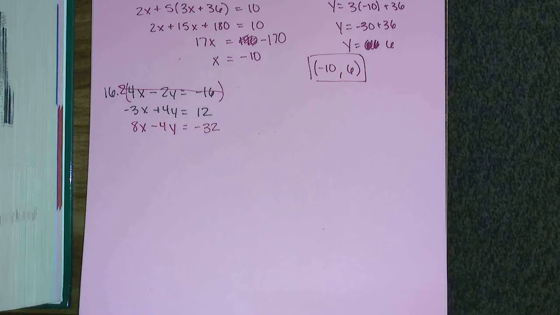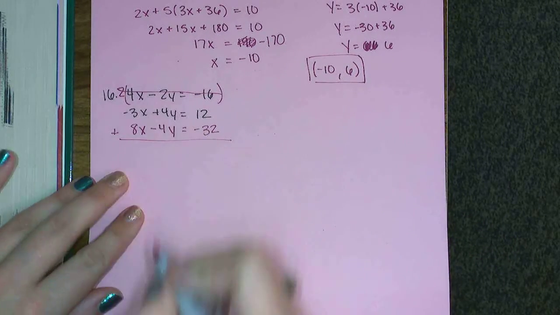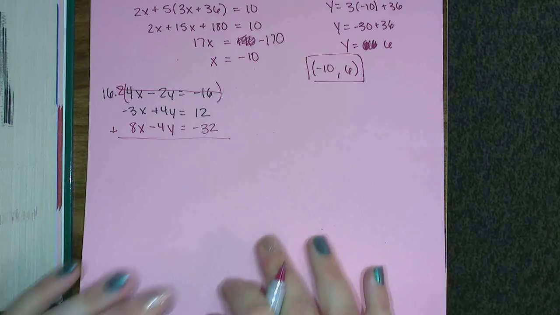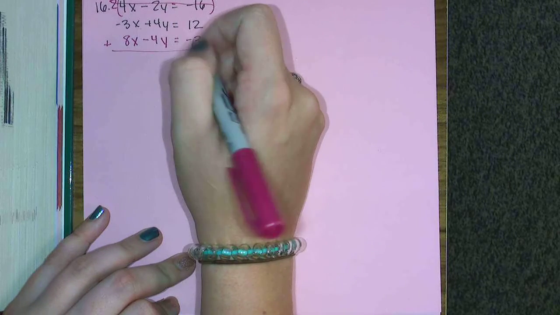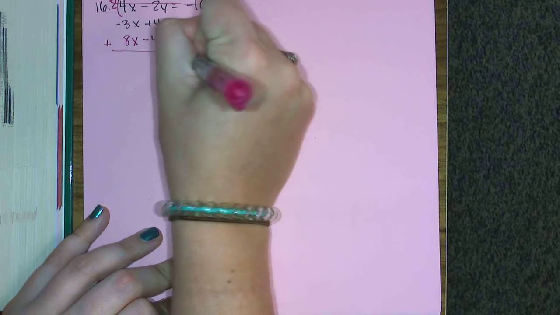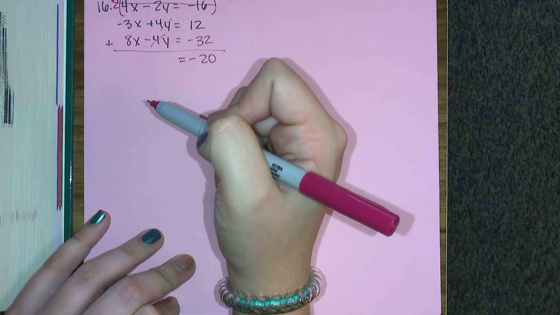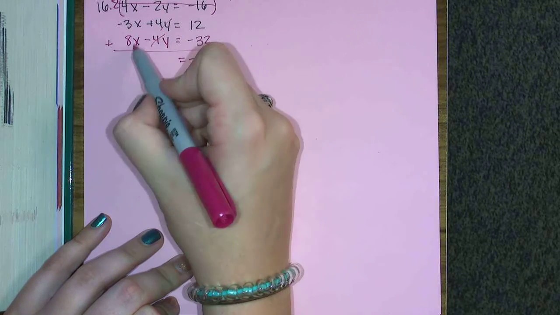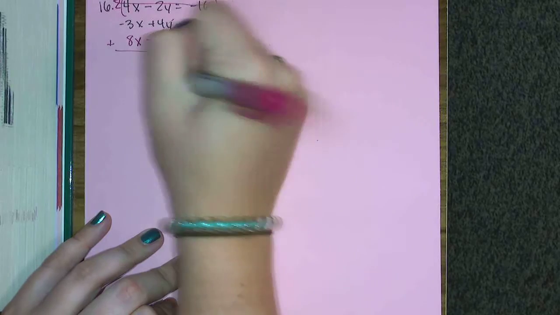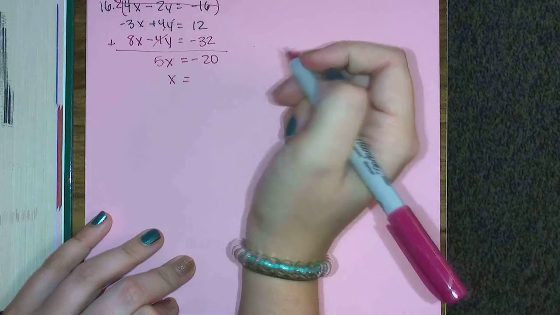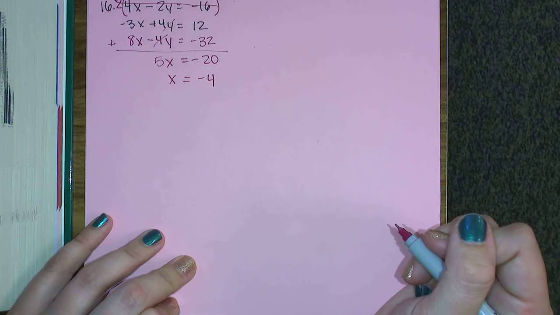I'm done with it. I've modified it now. So now I'm going to add these two together. So 12 and negative 32 is negative 20. My y's cancel out, they're done. 8x minus 3x is 5x, so x is equal to negative 4. Book must like the number 4.